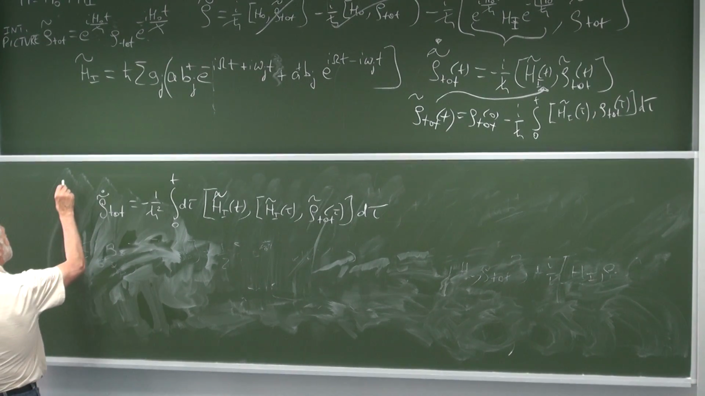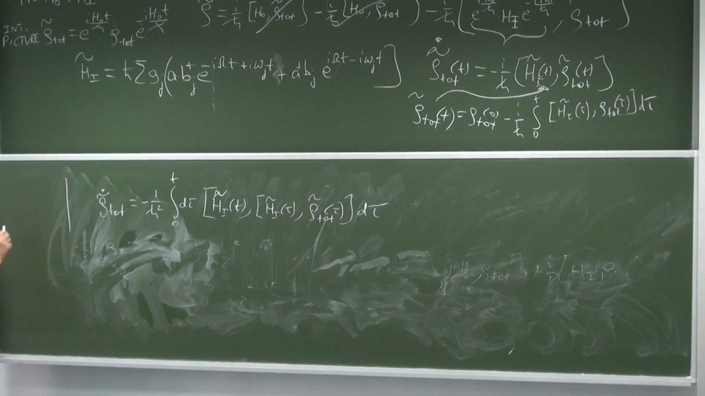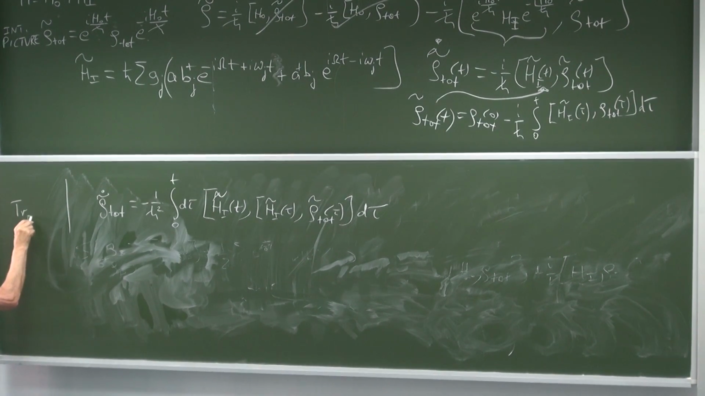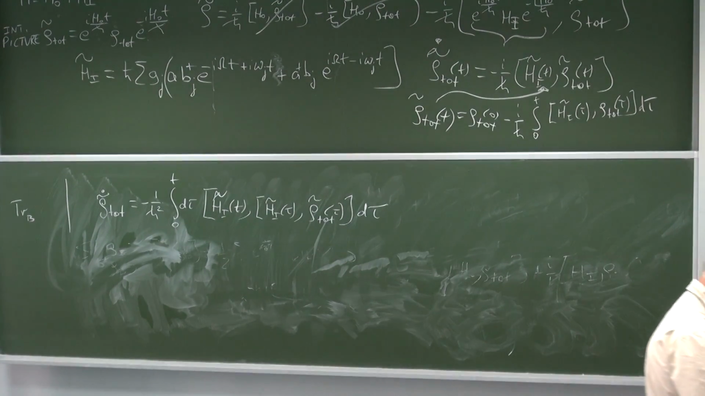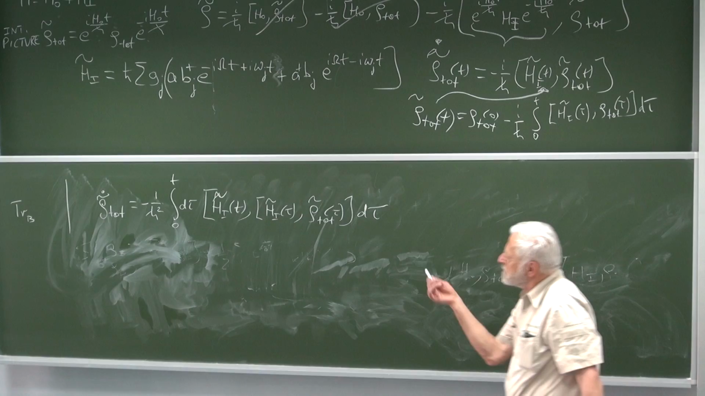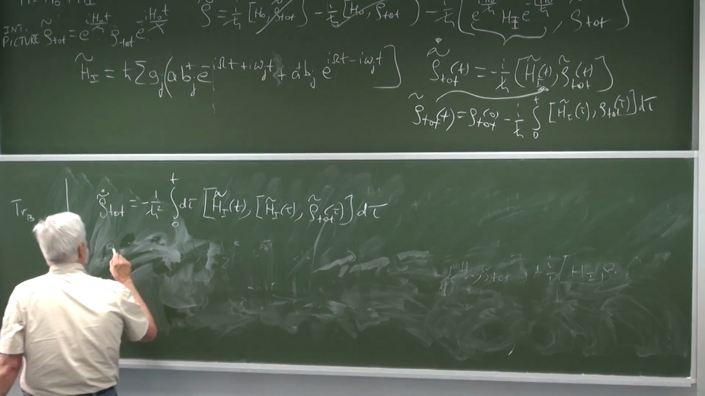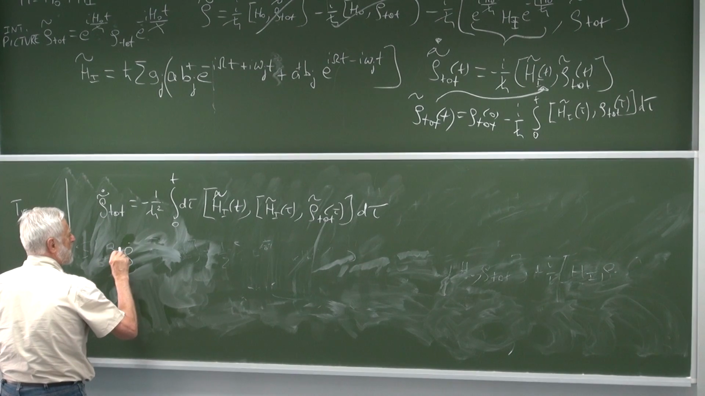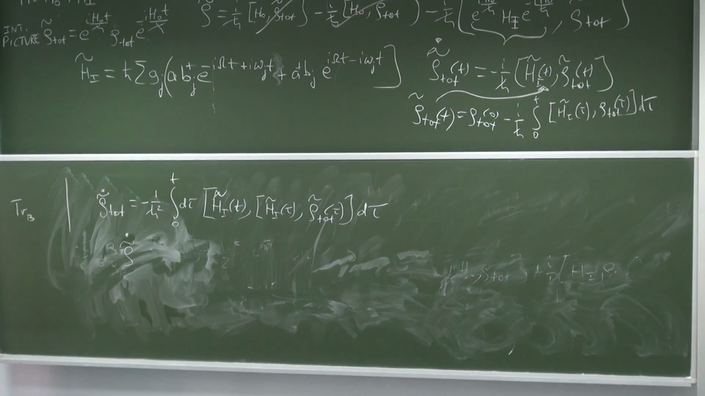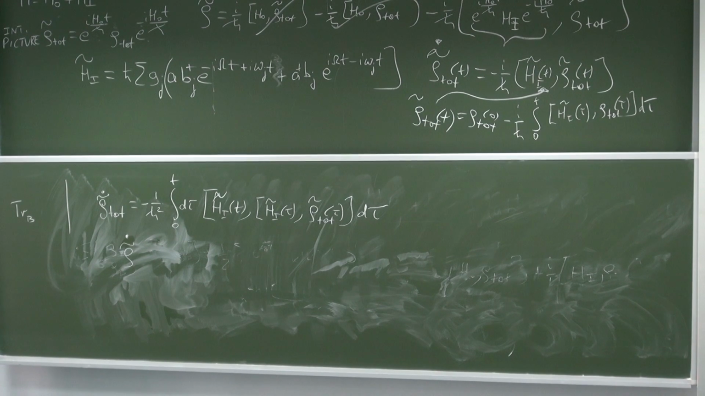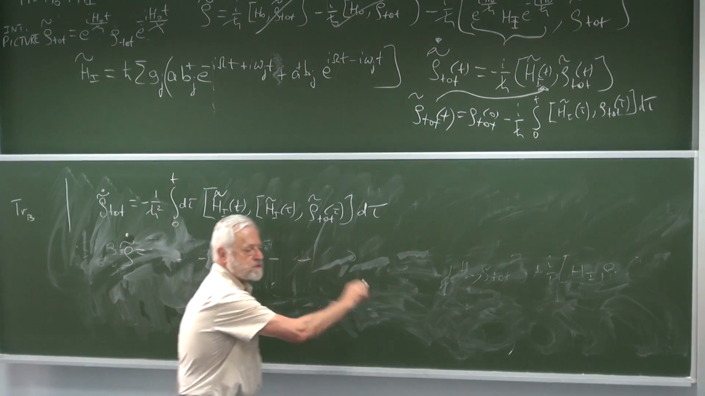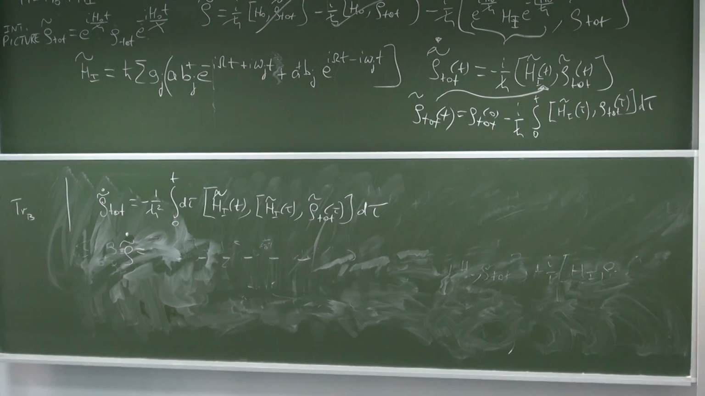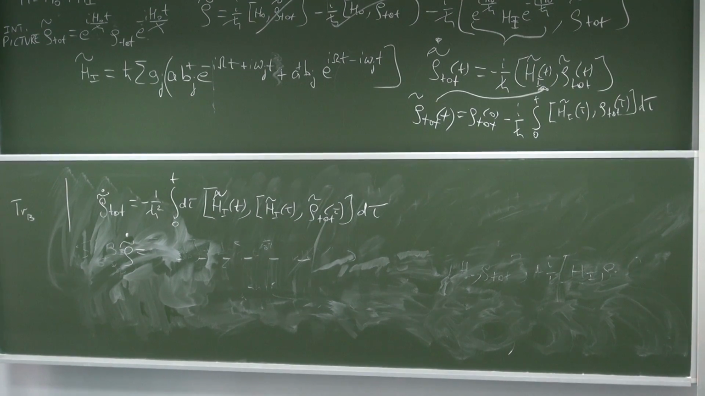Now, my reduction finally comes. So I want to take on both sides the trace of this over variables of the reservoir. On the left, it is more or less obvious. What I get is simply the derivative of the density matrix of the subsystem, of this A system. On the right, there is a lot of terms. Fortunately, half of them are zero.